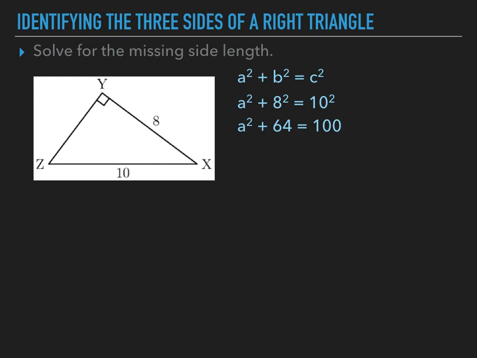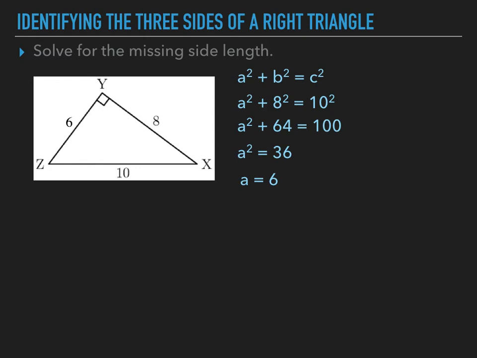Let's subtract 64 from both sides of the equation. So some number squared equals 36. Now the missing side length is not 36. That would not make sense, right, in the diagram. But what number, when you square it, is 36? Let's take the square root of both sides, and we know that that missing side is now 6.